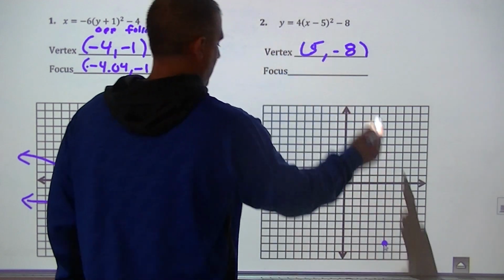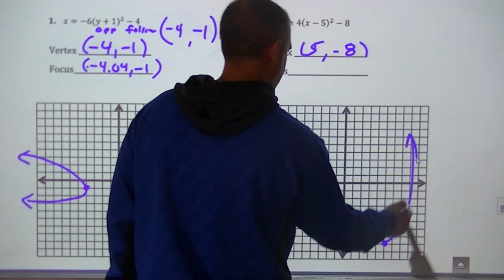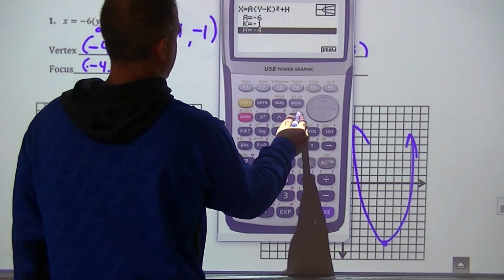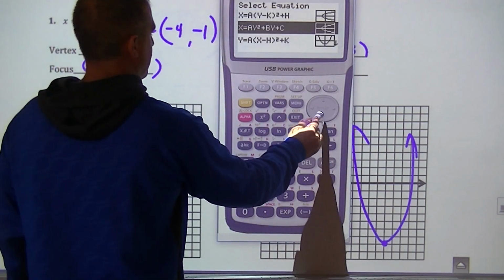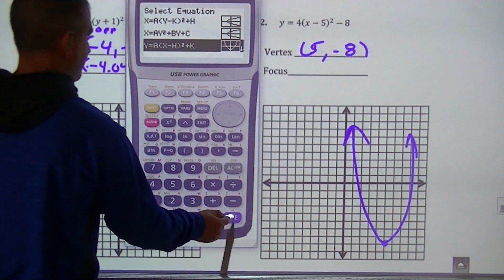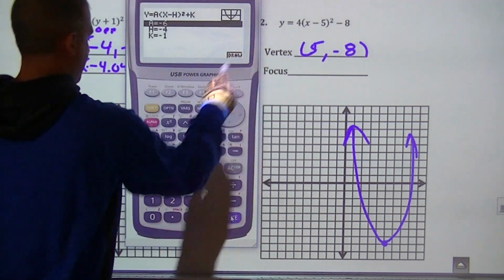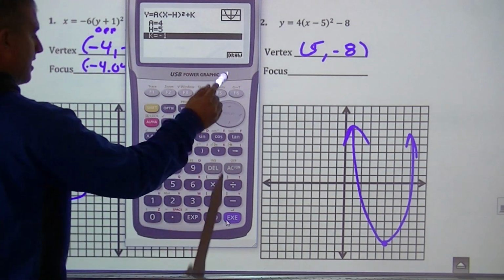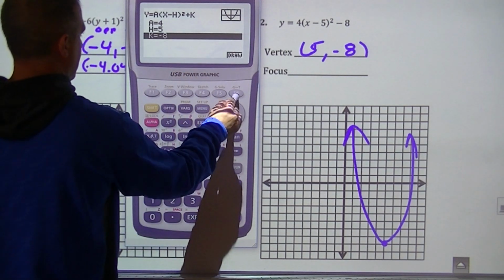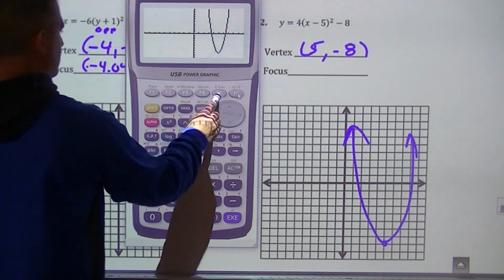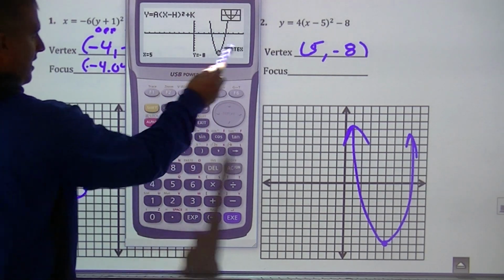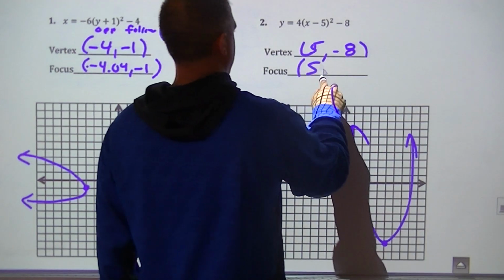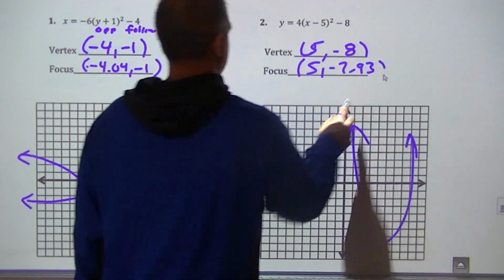Okay, since it's y equals, it will go up like this. All right. Once again, now on this conic, you want to pick the y equals 1. All right, I put 4, I put 5, and I put -8. And the idea is it should look like our picture, and it does. G-solve vertex, 5, -8. G-solve focus, 5, -7.93. Okay?